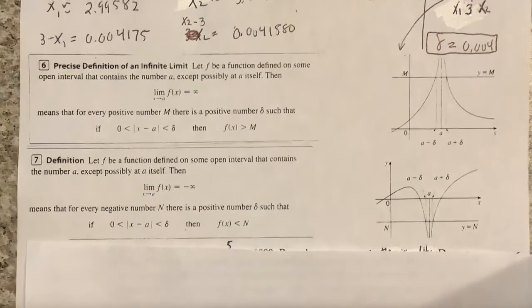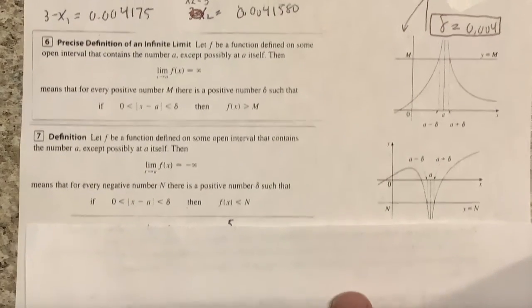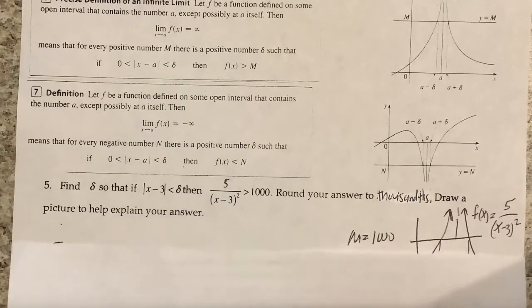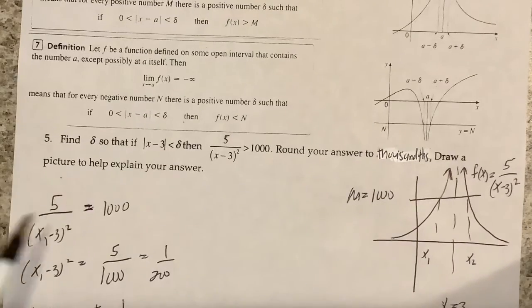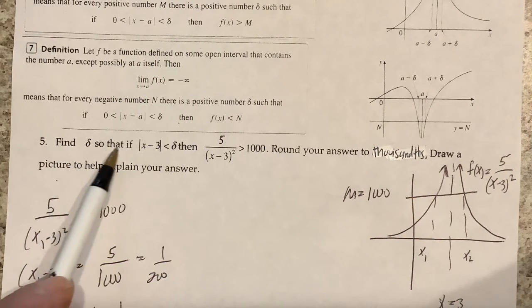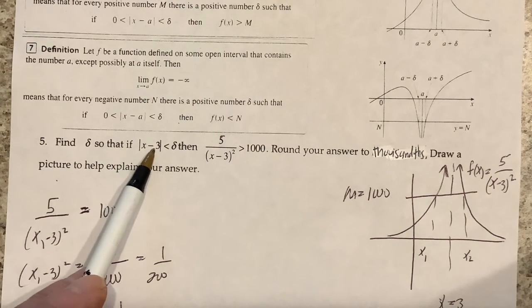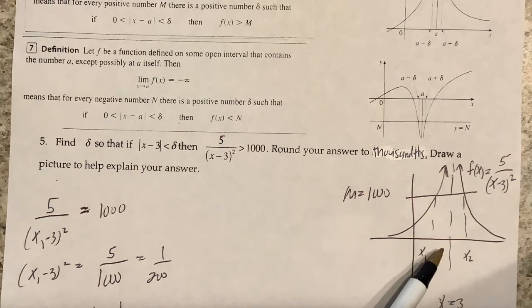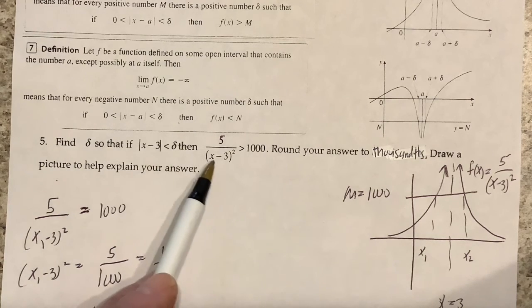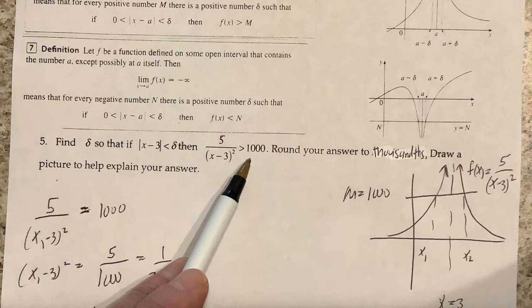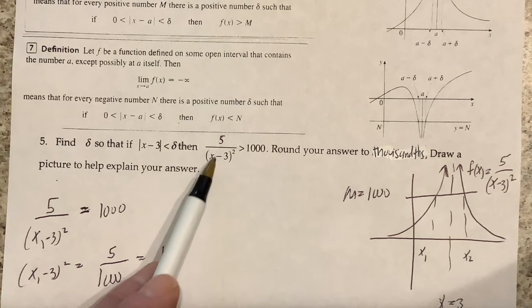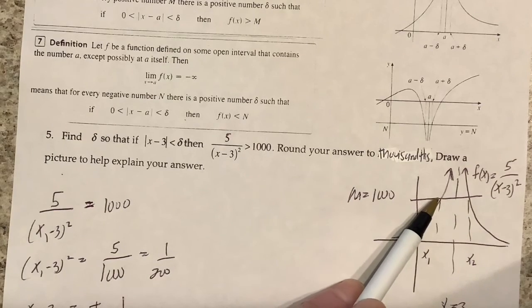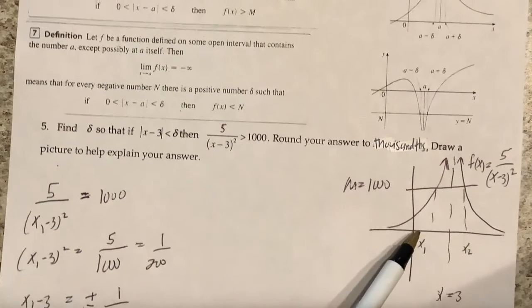And similarly, it's true with going to negative infinity. I'm not going to talk about this. You can just read this for yourself. You go ahead and hit the pause button. But let's do one last example here. So find delta so that if absolute value x minus 3 is less than delta, that means x is between 3 minus delta and 3 plus delta, then the function value is above 1,000. So your function is 5 over x minus 3 squared, and the m value is 1,000. So how do you find your delta? That's all you really need to do.